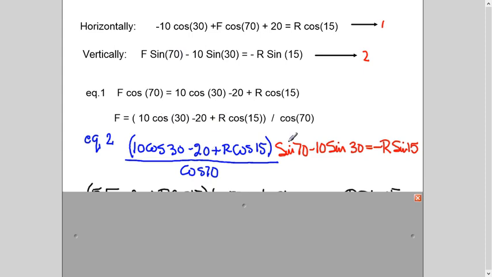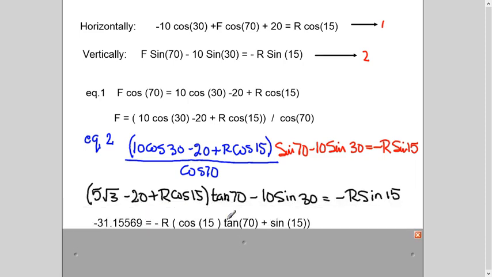Then it is sine 70, then minus 10 sine 30 as it is, and equals to minus R sine 15 as it is. I hope you know how to solve simultaneously. Only such big substitution confuses a student at times, so you just need to be careful, and that's all. Now I'm plugging in the value 5 root 3. I'm not writing decimals still. In the next line I'm writing it up to 4-5 decimal places to be more accurate.